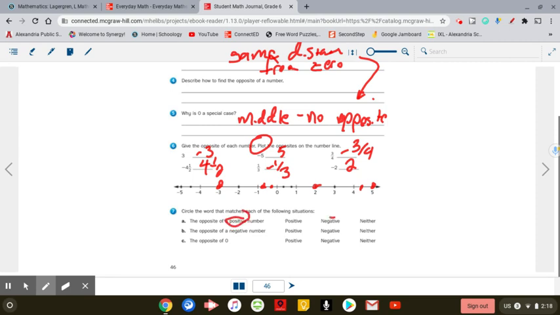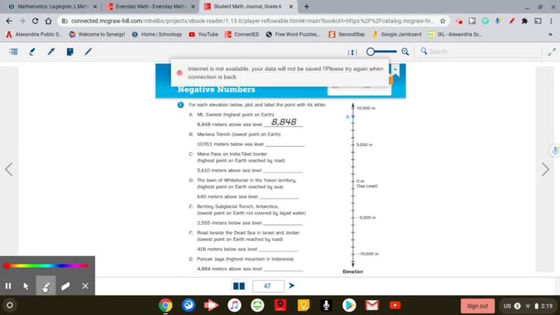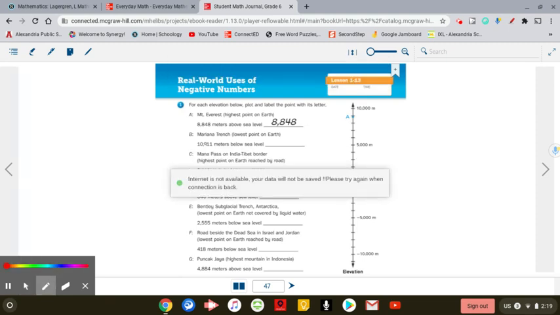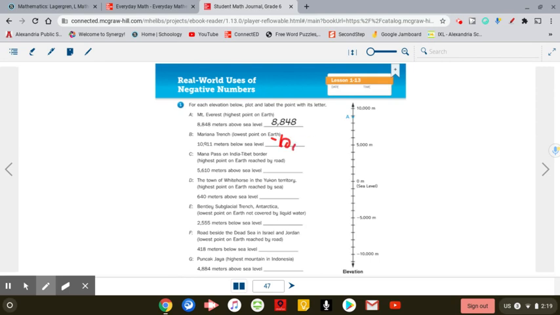The opposite of a positive is a negative. The opposite of a negative is a positive. And the opposite of 0 is neither. Then on our final page here, what we're going to do is write in the number for each of these, and then label them on the graph. So this first one is below sea level. So I'm going to put -10,911. And at -10,911, I'm going to plot a point there and label it B. Then you can do that for the rest of the answers.